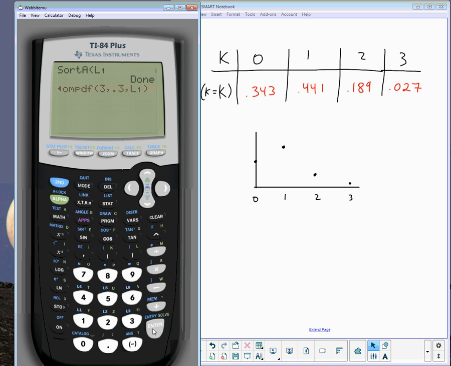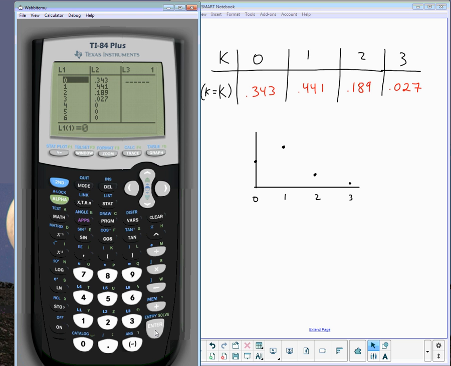Okay. And I get a whole bunch of values, right? And what we want to do is put that into a new list, store that. So we hit the store key, and then second L2. Store is above the on button, and then second number 2. And it'll just basically tell you, yes, I have done it. We go to stat edit, and we can see our lists.